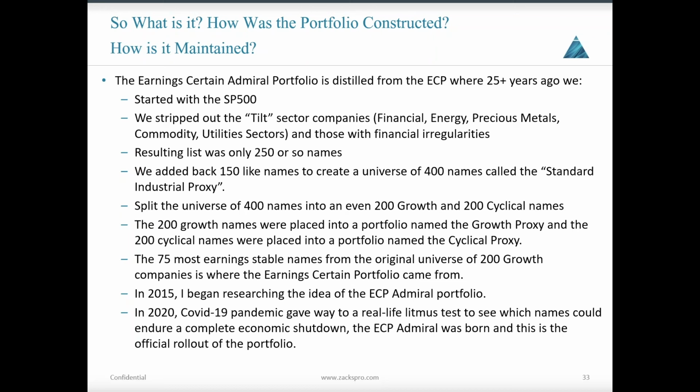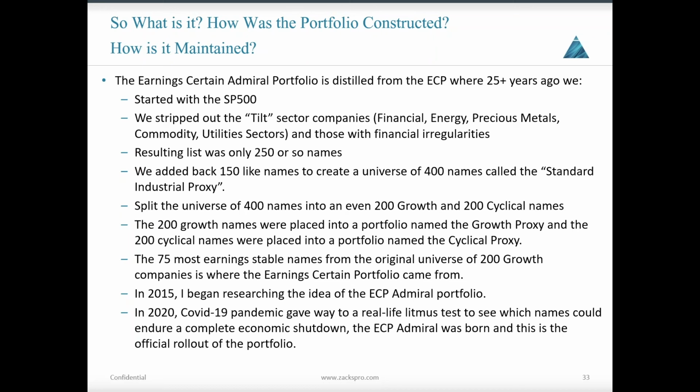Again, we were doing a research project related to calculating equity risk premium, which is actually part of an interest rate series. So the resulting list was only 250 or so names. We added back 150 like names, and we produced a universe of 400 names called the Standard Industrial Proxy. That universe of 400 names is still available to all of you today. It's in Advisor Tools under the Equity Select lists, and you can see all 400 of those names.